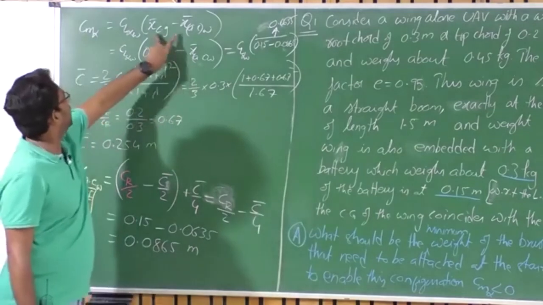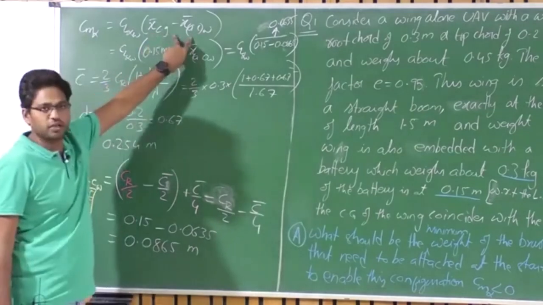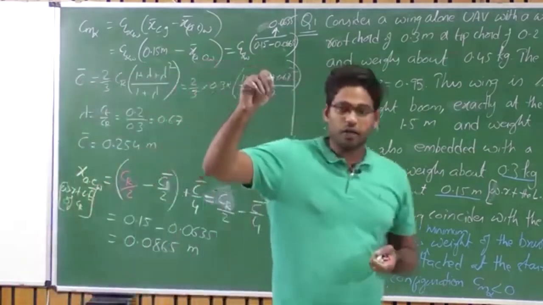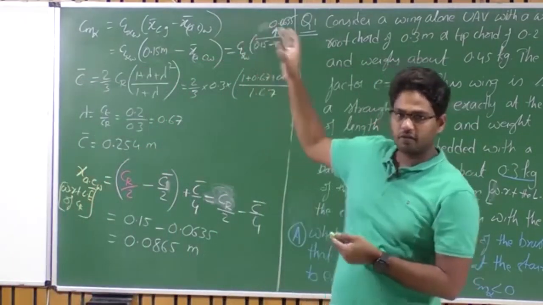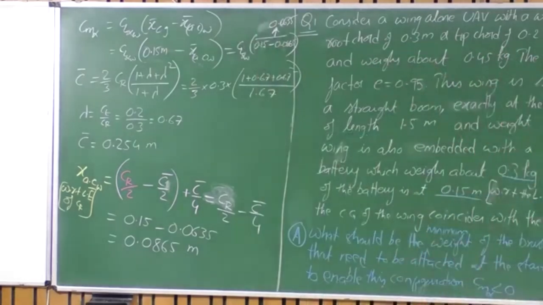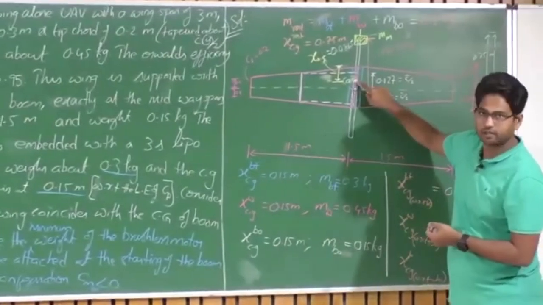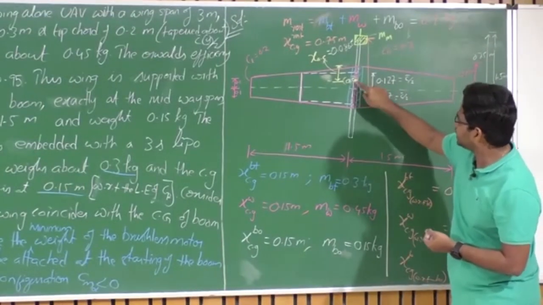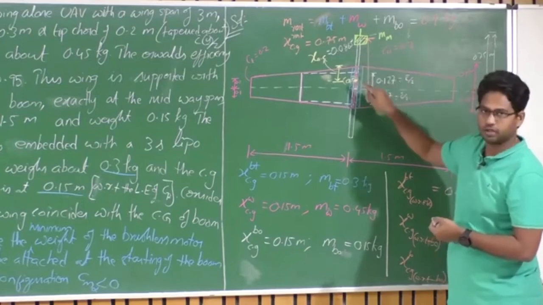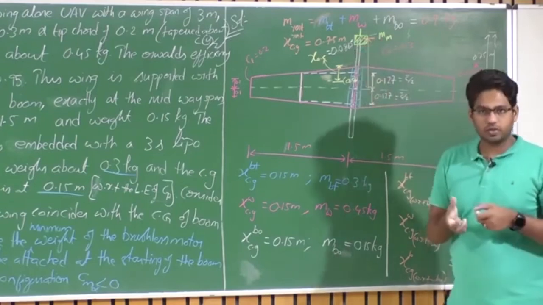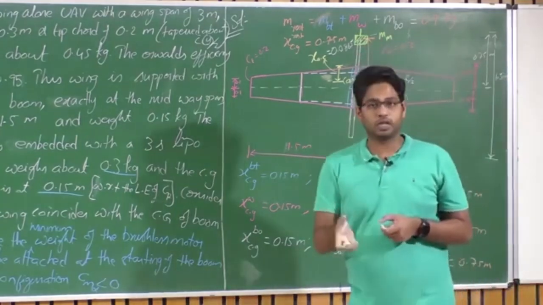CM alpha can be 0 when CG is equal to the aerodynamic center. So now let us find out what weight we are adding ahead of this wing that brings the CG to the aerodynamic center. See, right now the CG is at this axis, and the aerodynamic center is here, right? So I need to bring the CG of this entire configuration without the motor to this aerodynamic center by adding a particular motor. Now I need to choose the minimum weight of that motor, right?